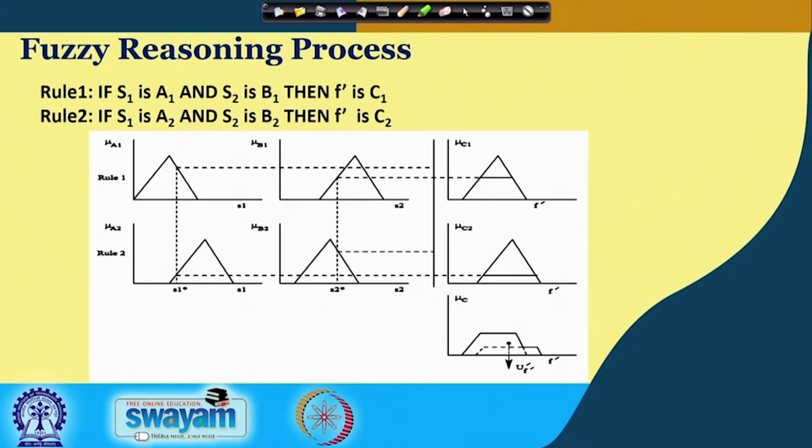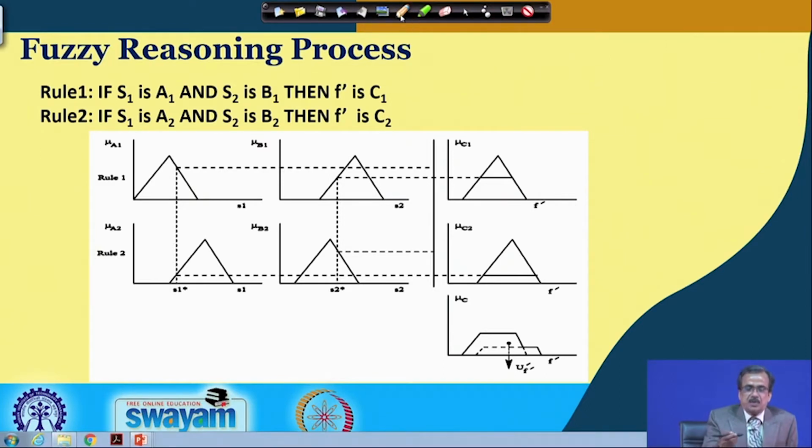Now, we have discussed that for a set of inputs, with the help of the fuzzy inference engine, we will be able to find out which rules are going to be fired. Now, supposing that these two rules are going to be fired, and here we have the membership function distribution for the inputs and outputs. Let me read the rules. Supposing that these two rules are going to be fired, we will have to find out the output of these two rules.